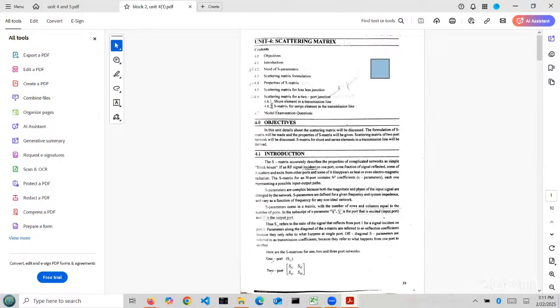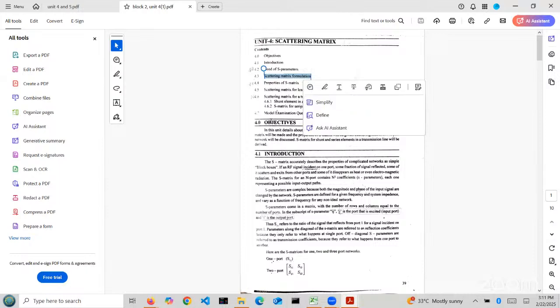First, we will discuss today the block 2. In block 2, we have the scattering matrix. The main topics we will cover in the scattering matrix are: what is the need of S parameters, next the scattering matrix formulation, next the properties, what are the properties we can discuss of this S matrix, and next the shunt element as well as series element in the scattering matrix.